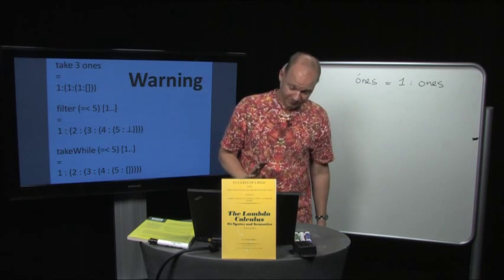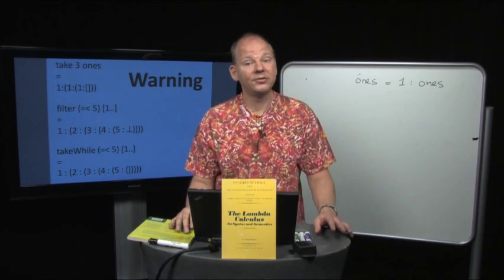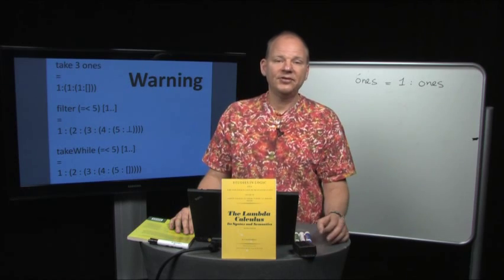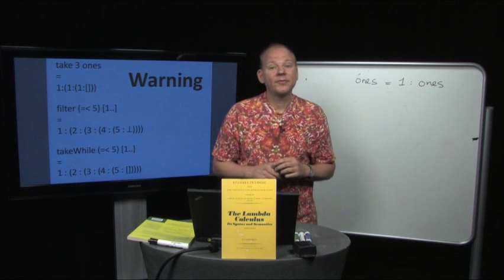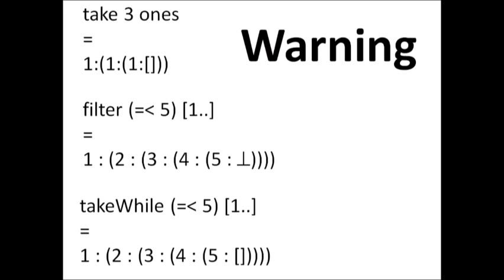Now, it's not all motherhood and apple pie with lazy evaluation. You have to be careful. Let's look at a couple of examples here. If I take 3 from the infinite list of ones, that works fine. I just get the list with 3 ones by unfolding the definition here 3 times.